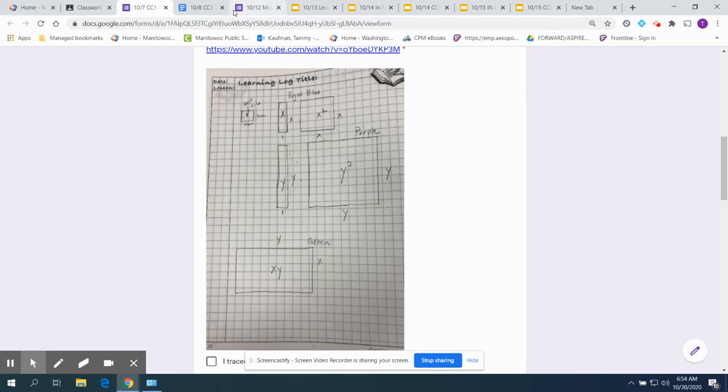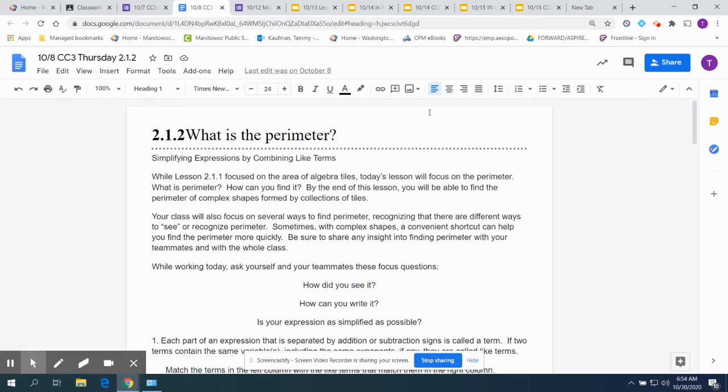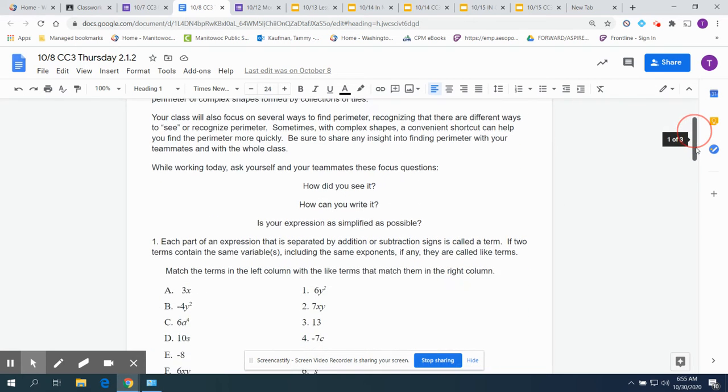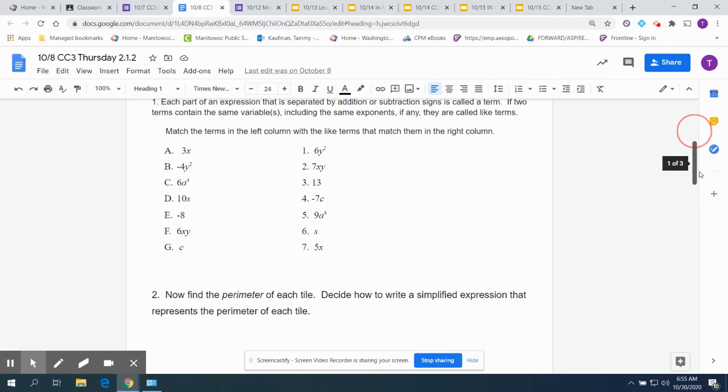Okay? So we're going to use that when you get into 10.8. It talks about perimeter. Please read through here. It talks about combining like terms, and it talks about what terms are. And then you just have a matching. And I'm going to give you a hint. When you're matching, you want to look for something that has the same variable, including the same exponents. For example, 6a to the 4th is going to match with 9a to the 4th, because they both have a's to the 4th power.